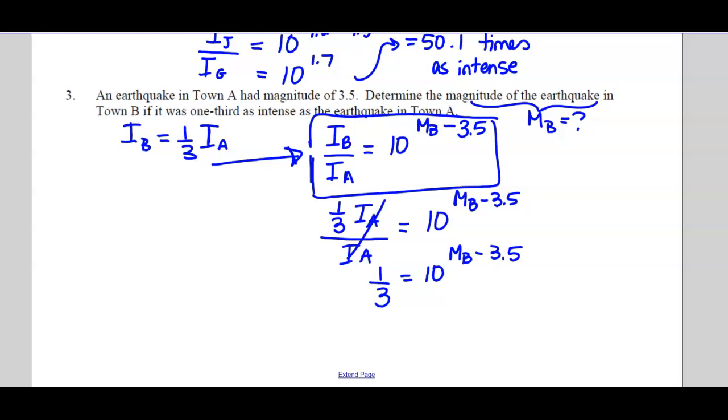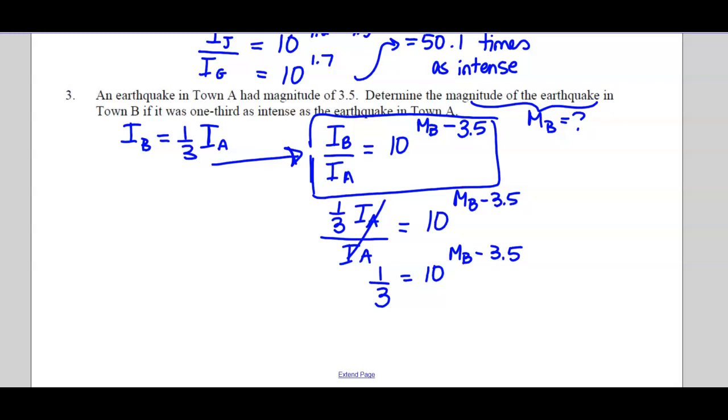Okay, so now you can either convert to log, so you can take the log of both sides. Sorry, how did you know that IA doesn't matter? Because you're just trying to find MB, so wherever you put it. If you flip this, then this is going to be here and this is going to be here. Sure, well, yeah.